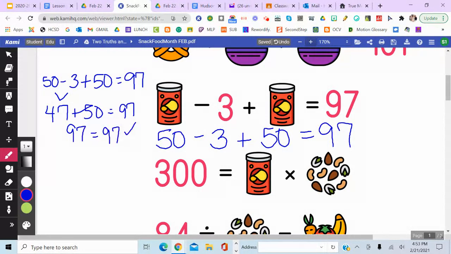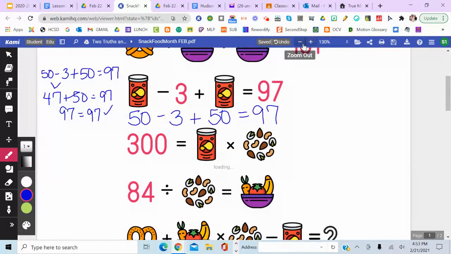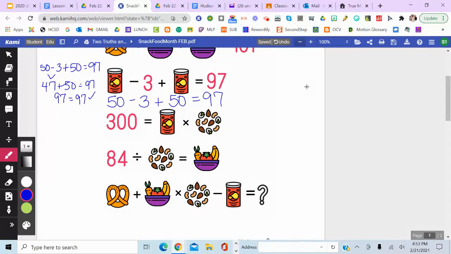So because I had a number on this side of the equation and these were worth the same amount, it made it pretty easy for me to figure out that the potato chip's value is 50. Now, that means that the potato chip's value is going to be 50 in every single number sentence. So it's going to be 50 here. It's also going to be 50 here.